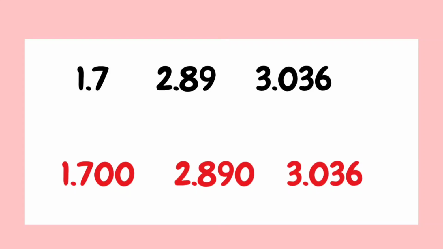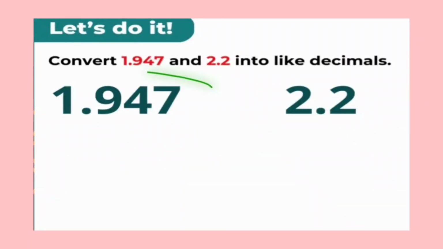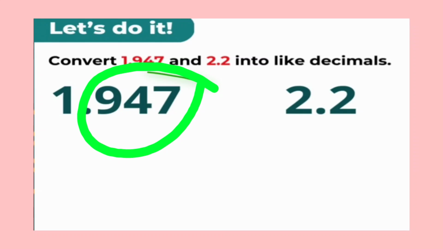Understood? आओ एक एग्जाम्पल से अच्छे से समझते हैं. Convert 1.947 and 2.2 into like decimals. दोनों डेसिमल नंबर से पता करो कौन सा डेसिमल नंबर का डेसिमल प्लेस ज़्यादा है. जाहिर सी बात है, यहाँ पर 1.947 decimal number has more decimal places, that is 3 numbers.